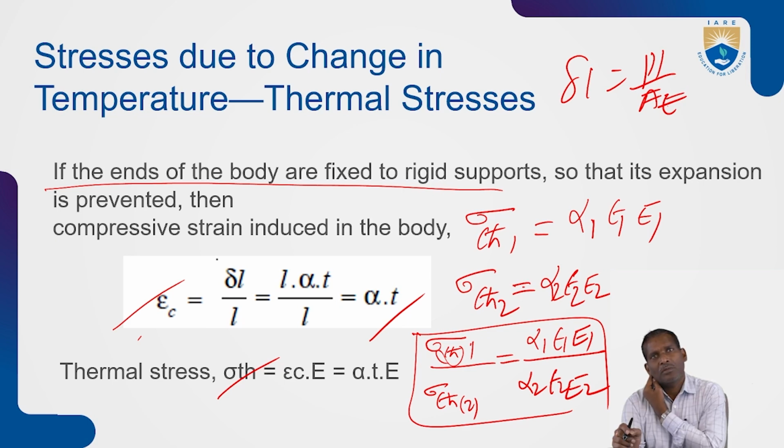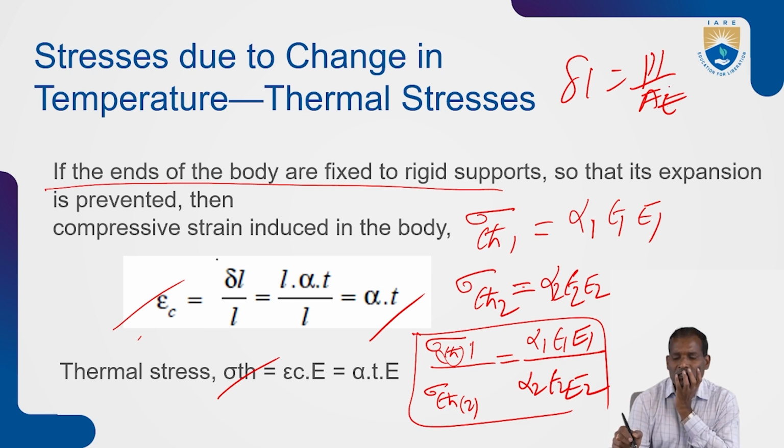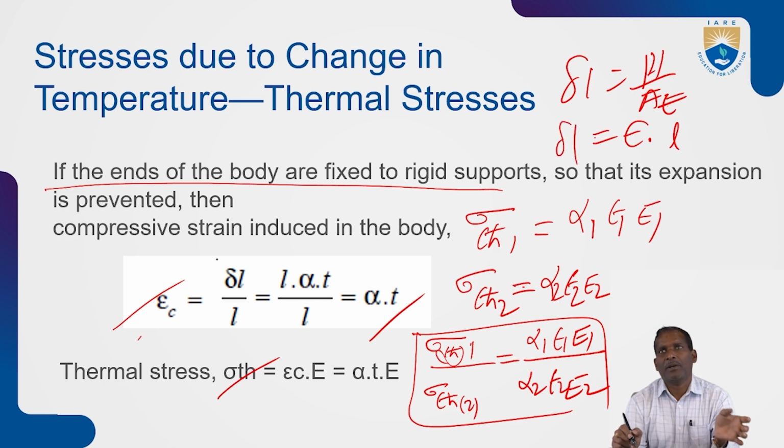So here, instead of this P by A, you can write delta L is equal to strain multiplied with L. So in this case, thermal stress. Why? Because P by A is stress, and stress upon E is equal to strain, strain multiplied with L. So it gives the change in length due to temperature.